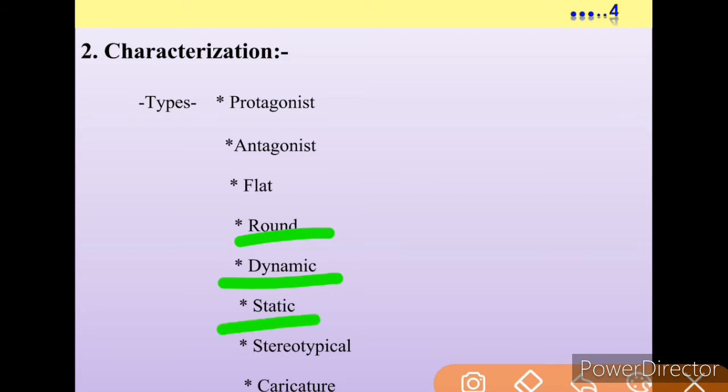Then we have static, slightly different. These characters are the opposite of dynamic characters. These people don't change through the course of a story, they have the same personality throughout.